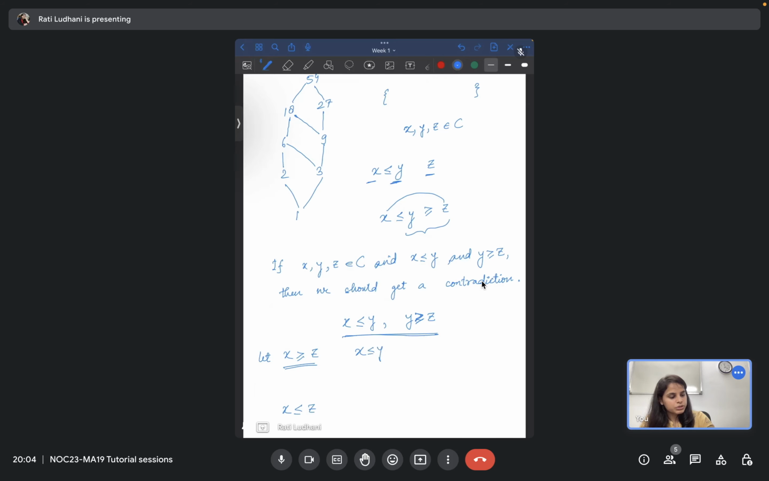x is less than or equal to y, and I should take the other one. So you have x is greater than or equal to z, and x is less than or equal to y. Maybe I'll write it like this: z is less than or equal to x, and x is less than or equal to y from this relation. Then you should get z is less than or equal to y, which is okay, right?